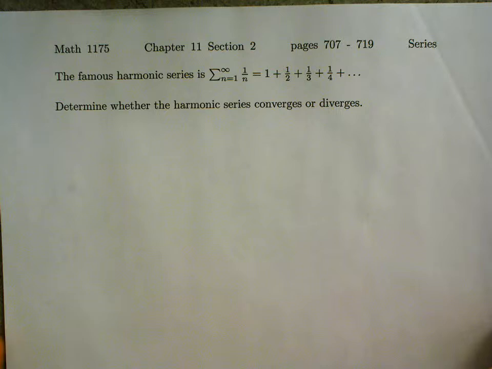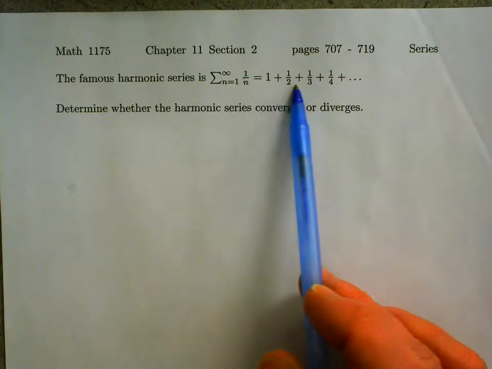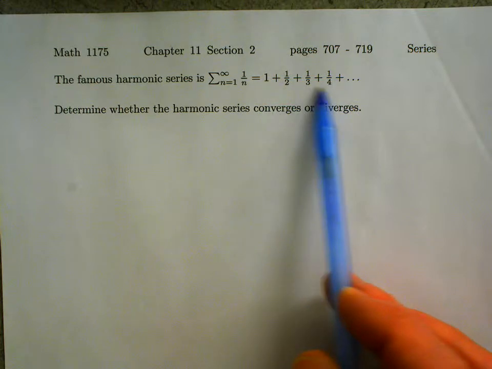So what do you think? Do you think this harmonic series converges or diverges? If you guess, you have a 50% chance of guessing correctly. It diverges. You say it diverges? Well, you're correct. It diverges. So even though we're successively adding smaller and smaller numbers, it still diverges to infinity.